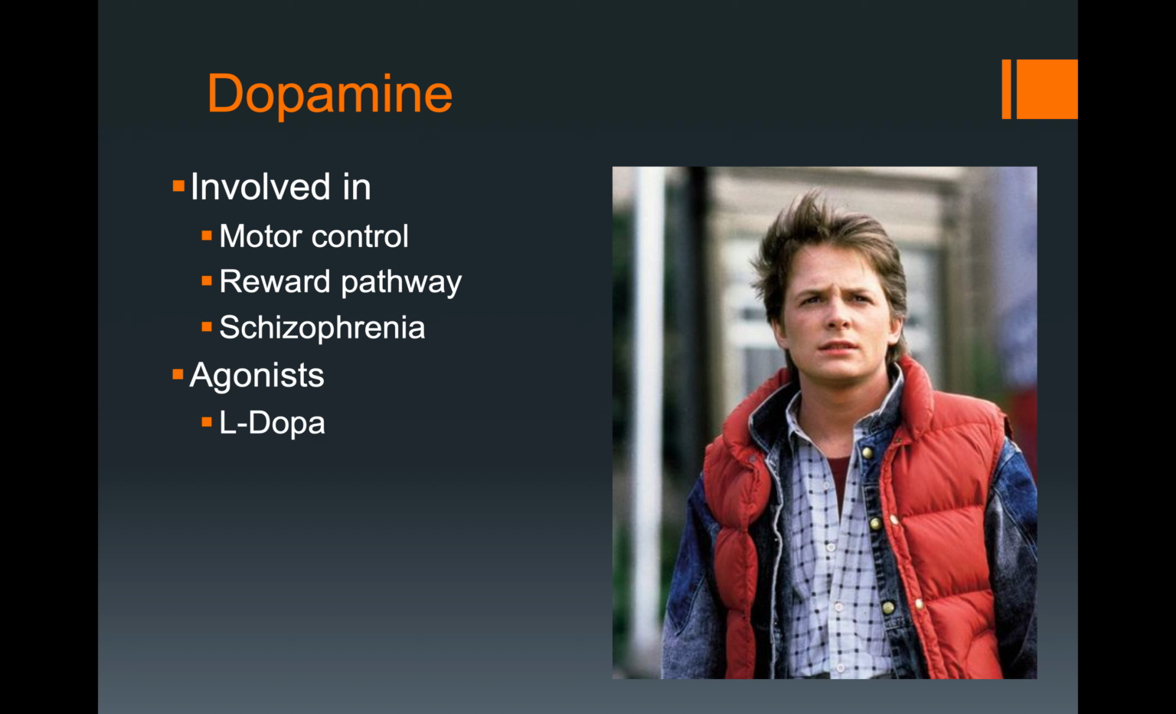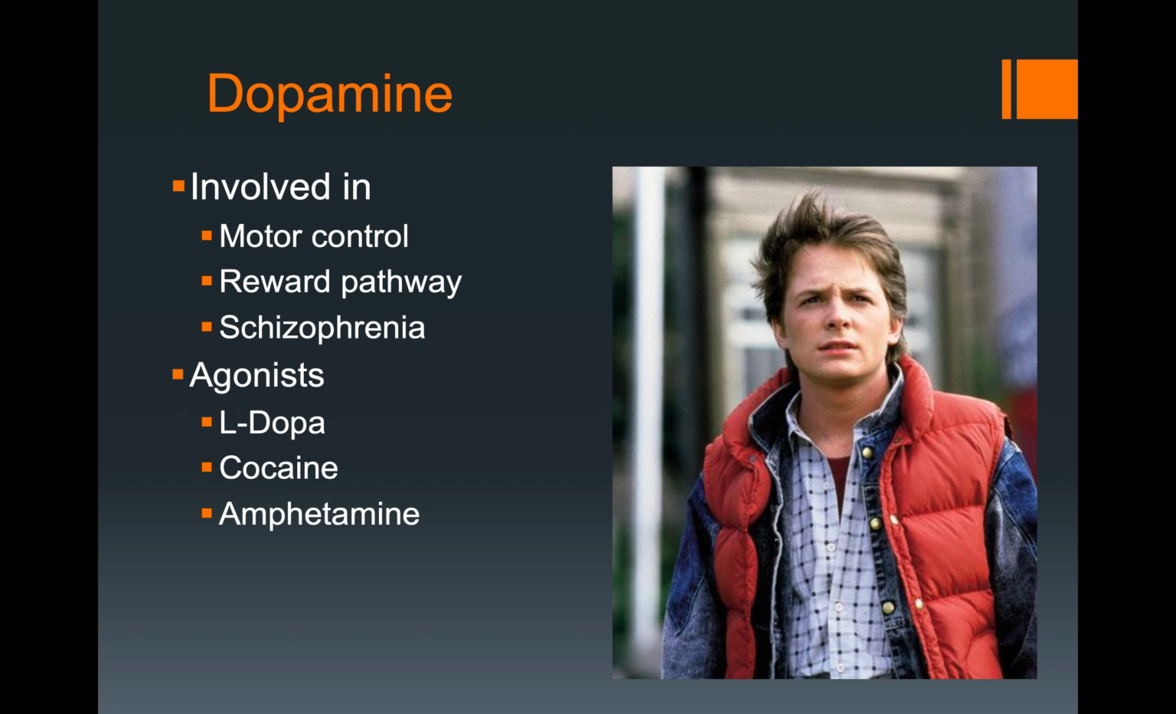So some dopamine agonists, L-DOPA, levodopa is actually the precursor to dopamine. This is what's given to people with Parkinson's disease because dopamine itself cannot cross the blood-brain barrier. So if you give someone with Parkinson's disease dopamine, it's not going to have any impact because it's not going to get through the brain. L-DOPA, however, can cross the blood-brain barrier and then be converted into dopamine.